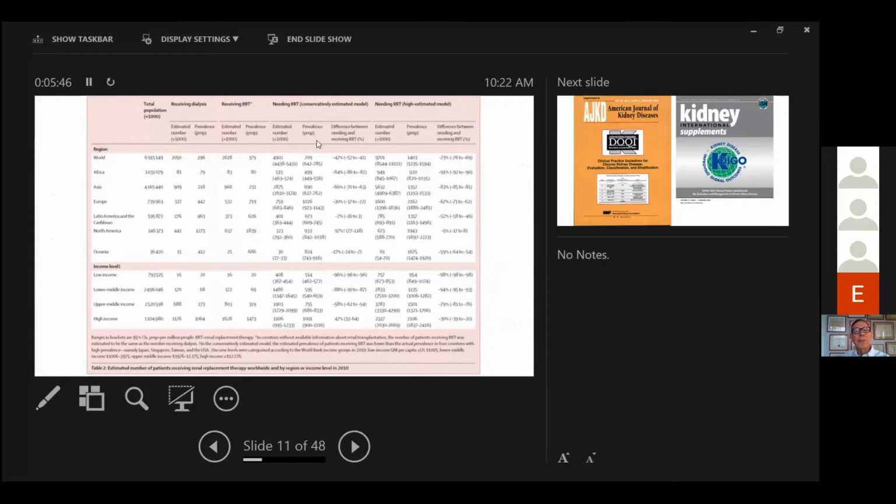They compared this, however, to what they called the need for receiving kidney replacement therapy. And they estimated the need both by a conservative model and a high estimated model. And you can see that in Africa, here's the same numbers we saw before, 81, the need is estimated to be much higher than that by either the conservative or the high resource model. So there's a large unmet need, as you're well aware. I'm not telling you anything that you don't know already.